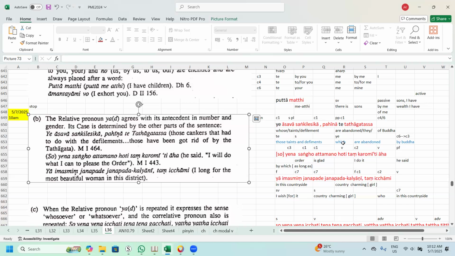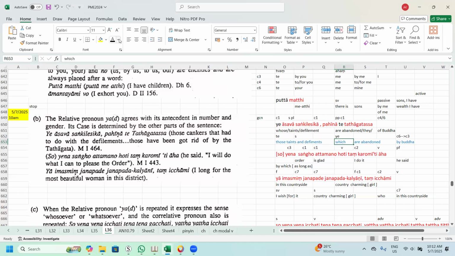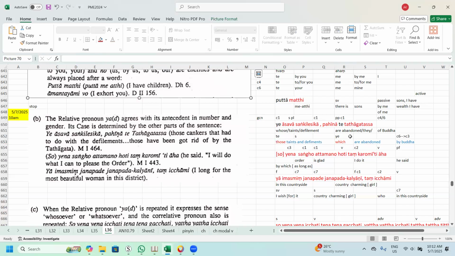So this is the one you have to take note of. This is a relative pronoun. This is a relative pronoun. That is how you translate. Normally, you don't take this first. You have to take this one first. Okay, follow. Okay, these are those. This is a those. This is an adjective to this, taints and defilement.